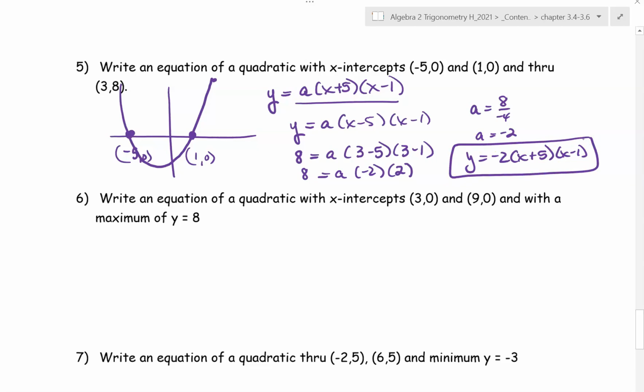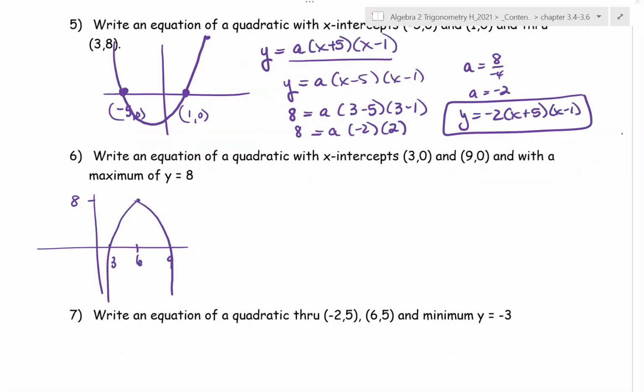Okay, so if we take a look at number 6 now, notice they gave us x-intercepts and this time a maximum. So go ahead and pause the video and sketch a graph and see if you can write an equation. Okay, so for number 6, notice that the x-intercepts are at 3 and 9, and our axis of symmetry would have to go right through the vertex of our quadratic. So we know that halfway between, this is a symmetric figure, would be 6. So if our maximum is 8, we know that the vertex must be at (6, 8).